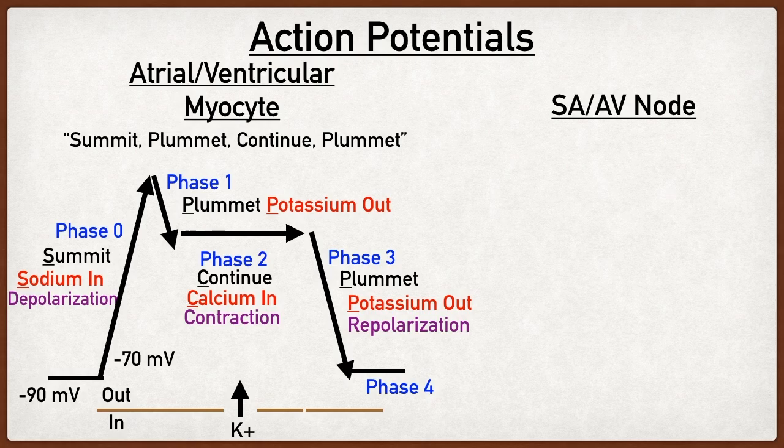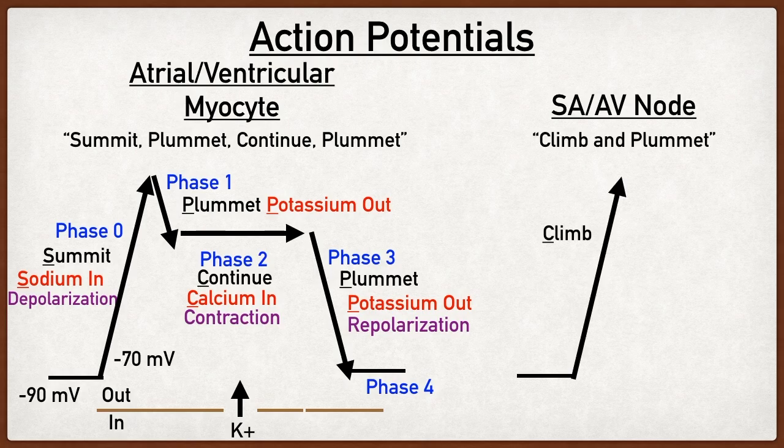Let's now compare this action potential to the action potential of pacemaker cells, including the SA node and AV node. This action potential is a little bit easier. All you have to remember is climb and plummet. So first you're going to climb, then you're going to plummet. The reason for this is they're conduction cells. They aren't contraction cells, so there is no need for any phase 1 or phase 2 because they don't contract. All they need to do is depolarize and repolarize over and over again to create those electrical impulses that will ultimately lead to contraction of the non-pacemaker cells.